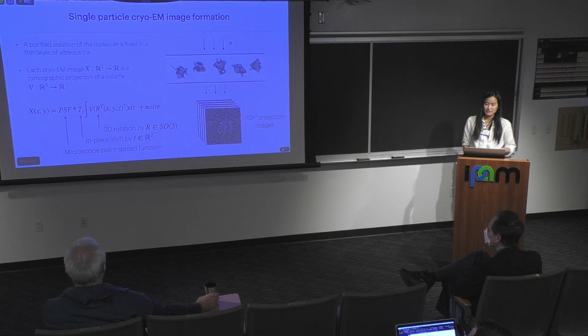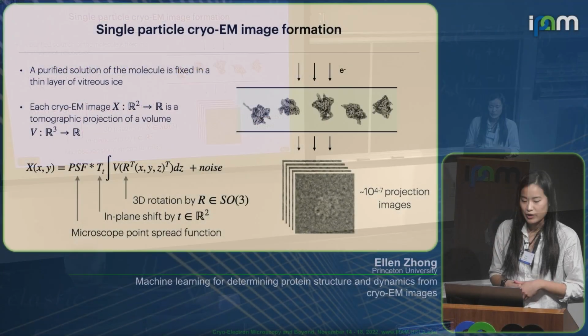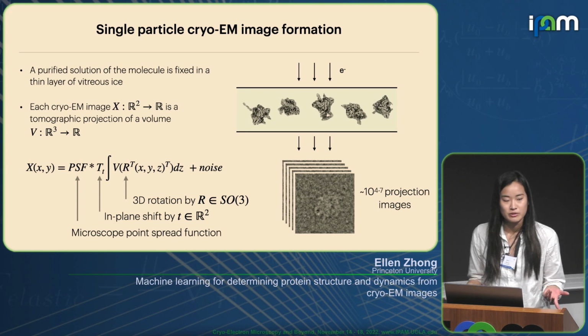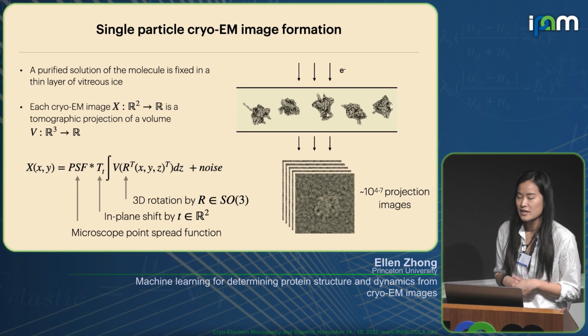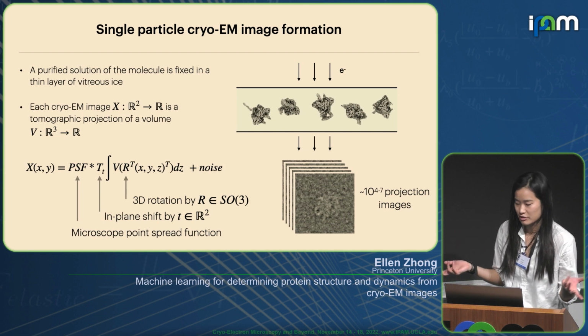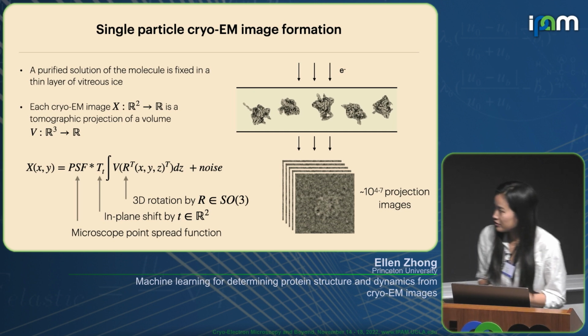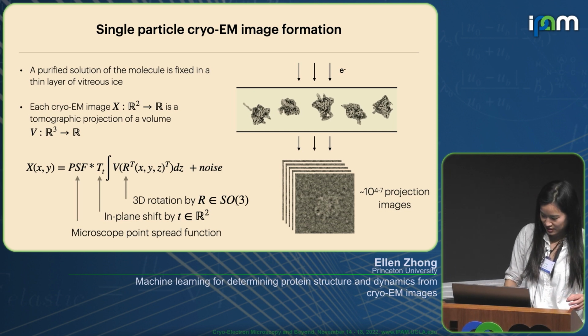So just zooming in a little bit more on single particle cryo-EM image formation. We have a purified solution of our molecule of interest that's flash frozen in a very thin layer of vitreous ice and then imaged with a transmission electron microscope. And we can model this process as the integral projection of our volume along this imaging axis.